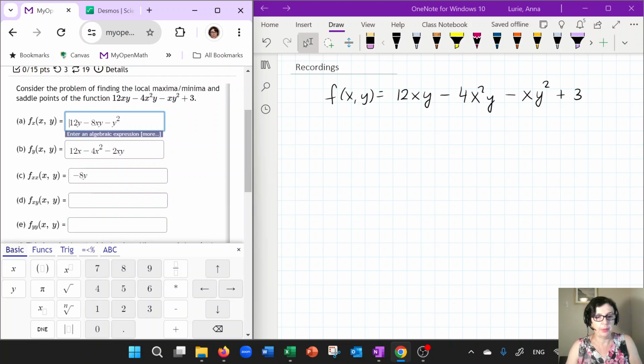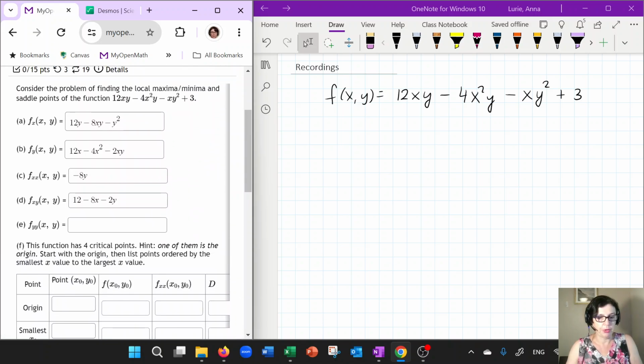Now we repeat the same thing, we take this, but now we take the derivative with respect to y. 12y is 12. 8xy will be 8x because 8x is a constant multiple, and y squared is 2y.